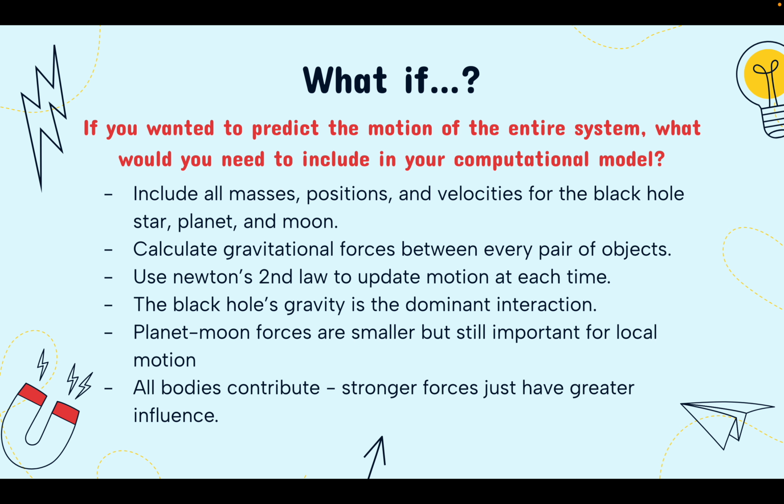What would you need to include in your computational model? So here on the slide, I've included a few things that you would need. But if I wanted to take this project further, I'd make the code include every object's mass, position, and velocity all at once. And that would mean each object affects all the others, not just one or two. I could also try adding new forces, like drag or air resistance, to see how that changes motion. Overall, these upgrades, these little bits and pieces added, would make it even more realistic and closer to what happens in real space systems.